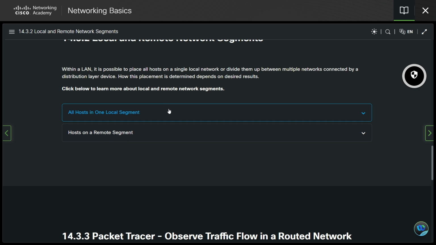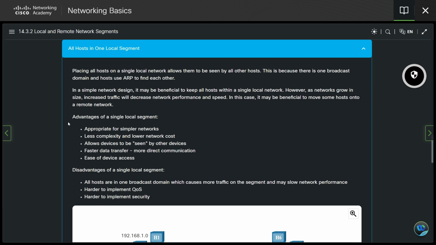The first step is all hosts in one local segment. Placing all hosts on a single local network allows them to be seen by all other hosts. This is because there is one broadcast domain and hosts use ARP to find each other. In a simple network design, it may be beneficial to keep all hosts within a single local network. However, as networks grow in size, increased traffic will decrease network performance and speed. In this case, it may be beneficial to move some hosts onto a remote network.